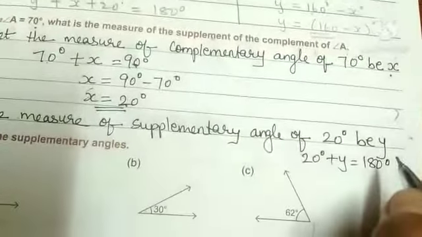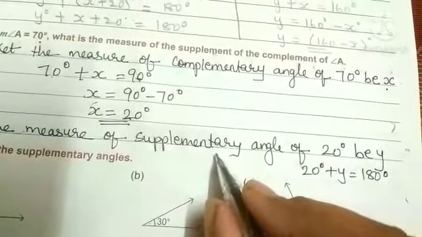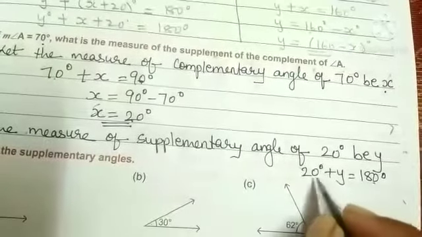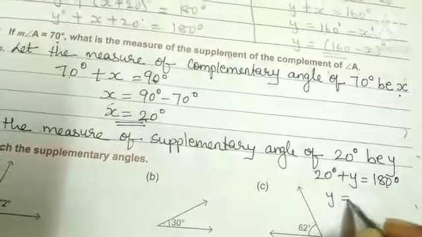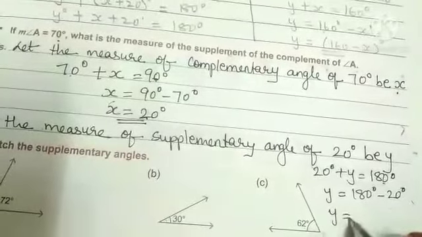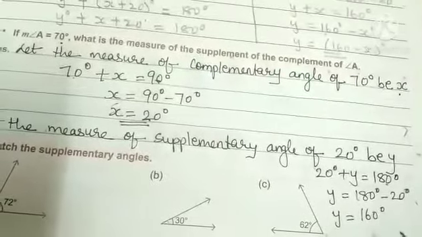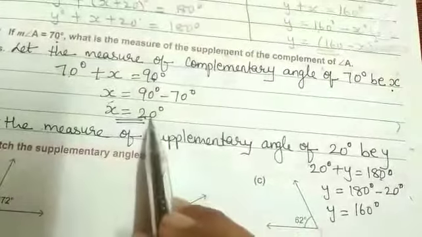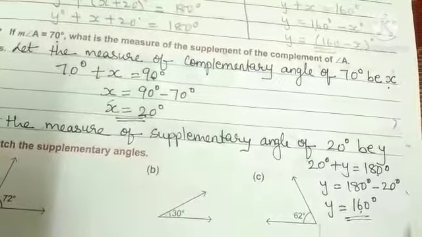Clear? Now I have taken 180 degree. Why? Because we are finding the supplementary angle, and the sum of supplementary angles is 180 degree. Understood? Now what you will do? This 20 you have to take on the right hand side, so addition will become subtraction. So 180 minus 20 degree. So what you will get? You will get 160 degree. Clear? Understood everyone? So what is the supplementary angle of this 20 degree? That is 160 degree. Understood? How you will find out?